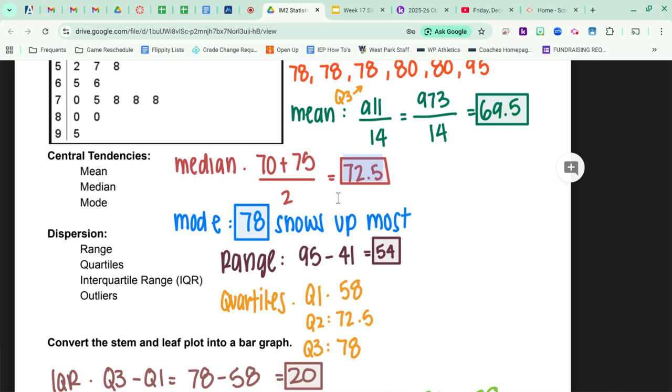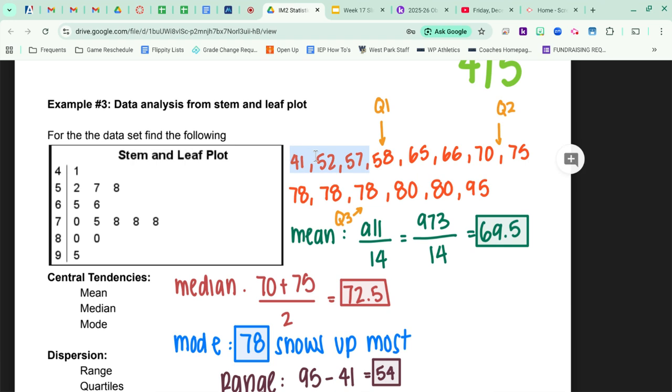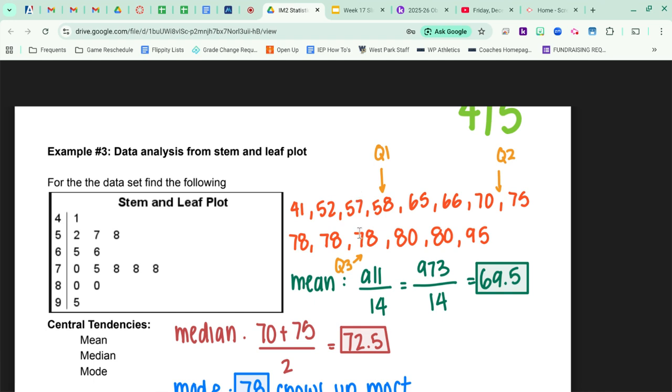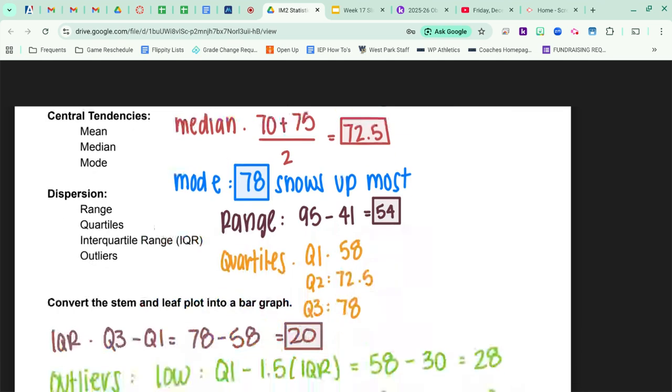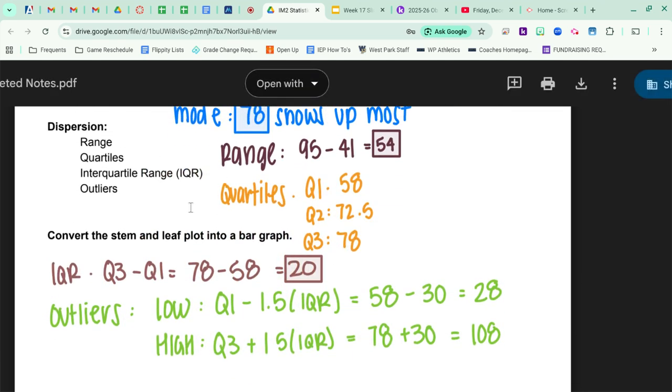Now the way you get Q1 and Q3, let's come on back up here. If we look at the lower half of the data, that's 41 to 70. The number that's directly between 41 and 70 is 58. That becomes your Q1. Q1 is just the middle number of the front half of the data. Now if we look at the upper half of the data, from 75 to 95, once again, you can cross off on either end until you get to the middle, but 78 is the middle of the upper half, so 78 becomes your Q3.